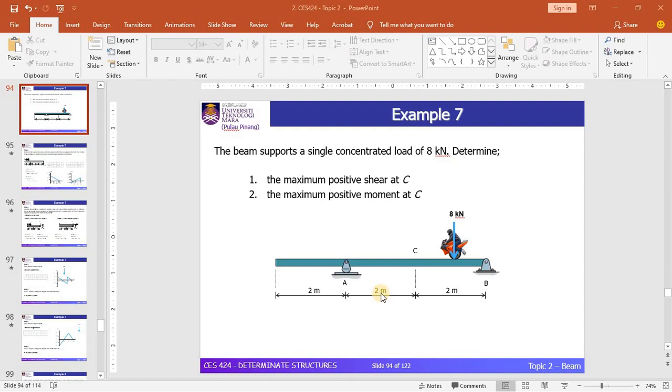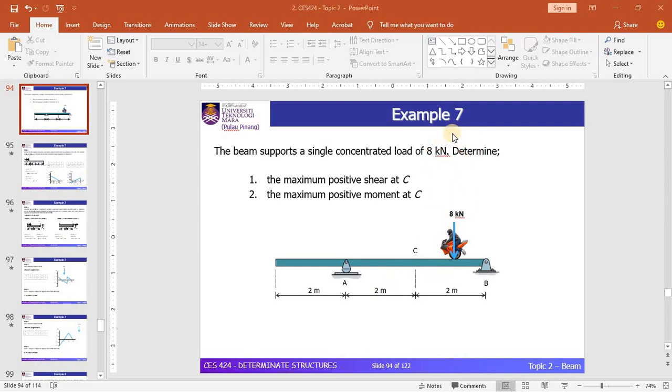Hi everyone. Okay, so in this session we will continue our lecture on the ILD. Basically, in the previous part we learned how to develop the ILD diagram for the reactions, shear force and the bending moment. For this session we will also learn how to use that particular ILD diagram in order to find the maximum value of shear force, bending moment and reaction at a certain point in the beam. So without further ado, let's discuss this in detail.